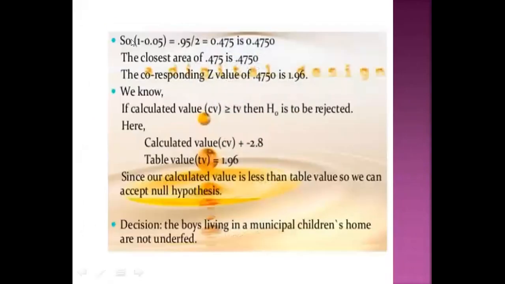After minus 1.005, the closest area comes to minus 47.50 and the corresponding z value in the table is minus 1.96. Therefore, we know that if the calculated value is more than the table value, H naught is to be rejected. Here the calculated value is minus 2.8 and the table value is 1.96. So our calculated value is less than the table value, so we will accept the null hypothesis. We see that the boys living in municipal children homes are not underfed.